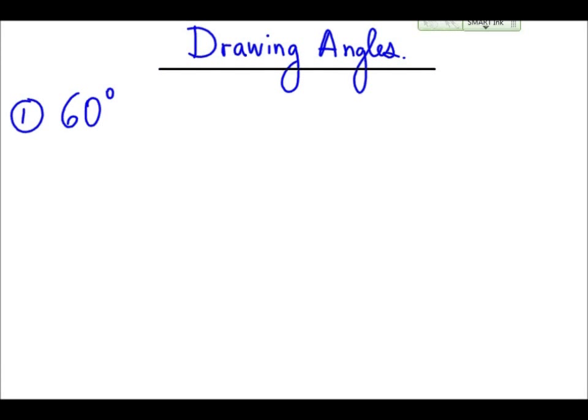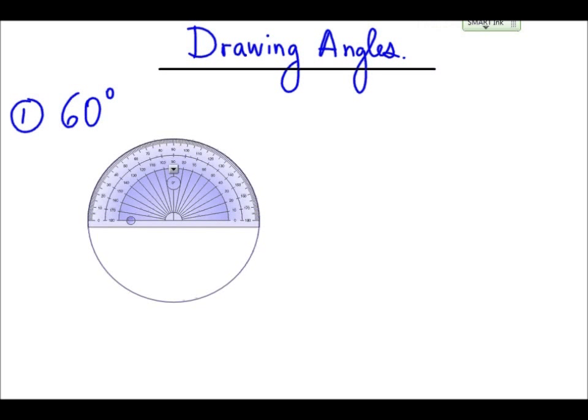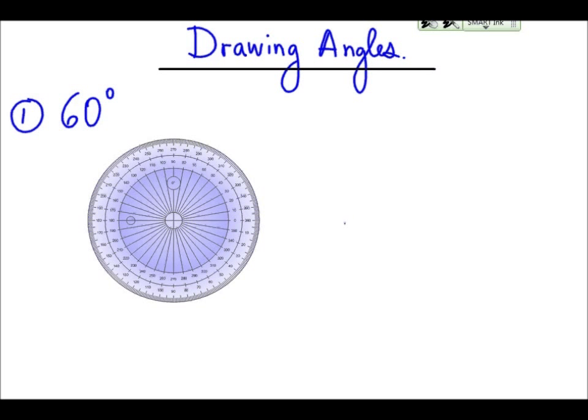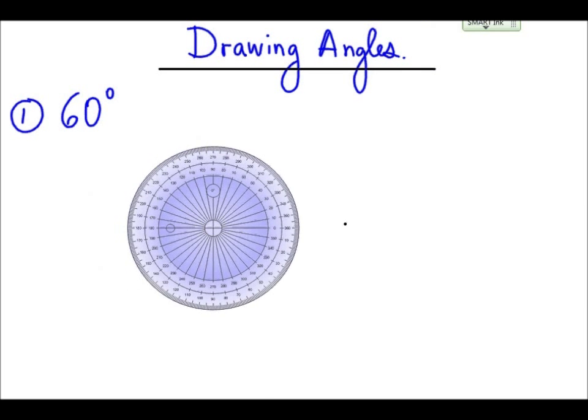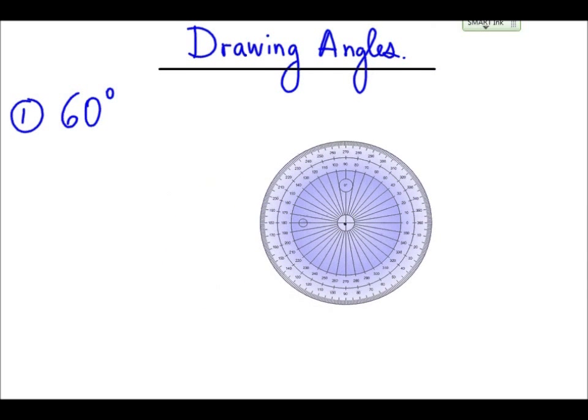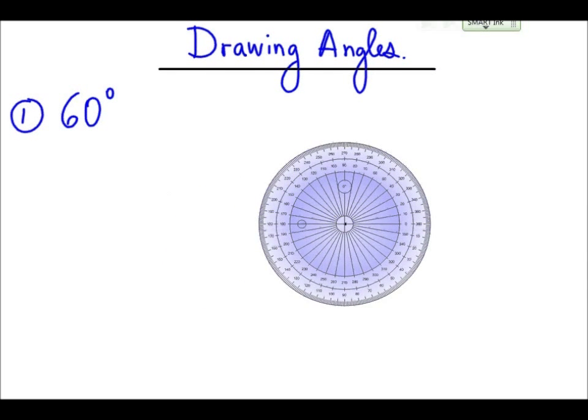Let's draw a 60-degree angle. So the first thing I need to remember is that angles are pieces of circle. So the first thing I'm going to do is put the center of the circle on the page. I'm now going to put my protractor on the center of that circle. So it's on the dot.